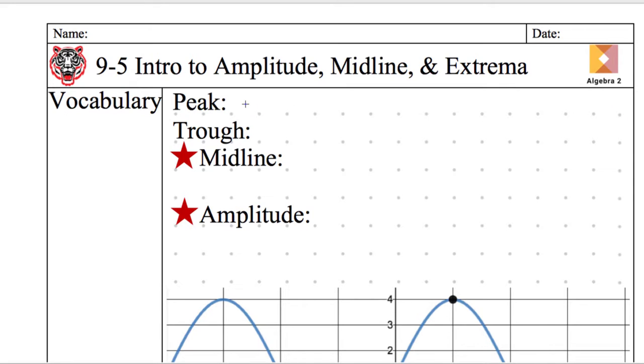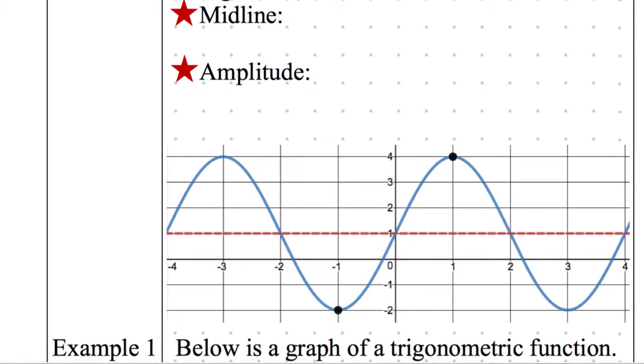A peak. So this is going to be the maximum point, maximum points, plural. And a trough, that's going to be the minimum points. Down here we have a picture where we can actually label our vocabulary. So up here we can see that we have a max. Another name for that is a peak. And down here we have our minimum, our min, or we can say that's our trough.